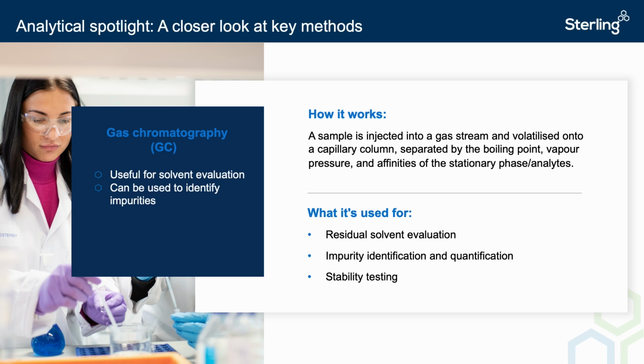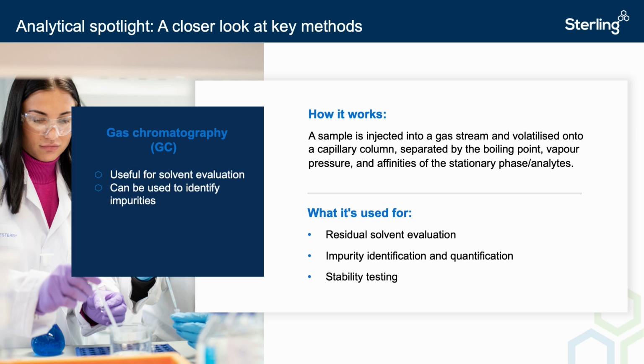Another type of chromatography is gas chromatography. It is quite similar to HPLC. In this case, the mobile phase carrying your sample through a stationary phase column is an inert gas, usually nitrogen or helium, instead of a liquid.